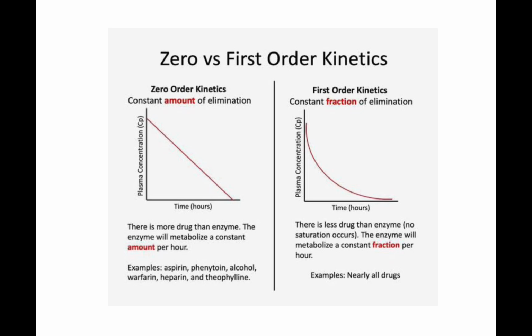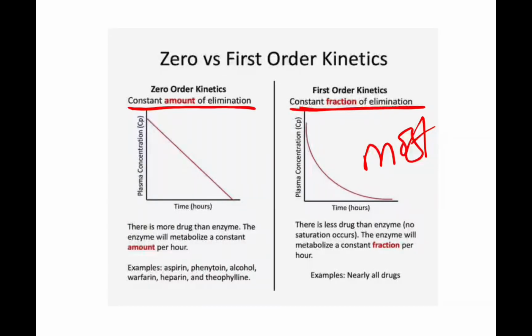Zero order versus first order kinetics. We say zero order is what? There's a constant amount of elimination, while for first order there is a constant fraction, and we say most drugs use first order kinetics. There's a constant fraction of elimination. For zero order, there's a constant amount of elimination.